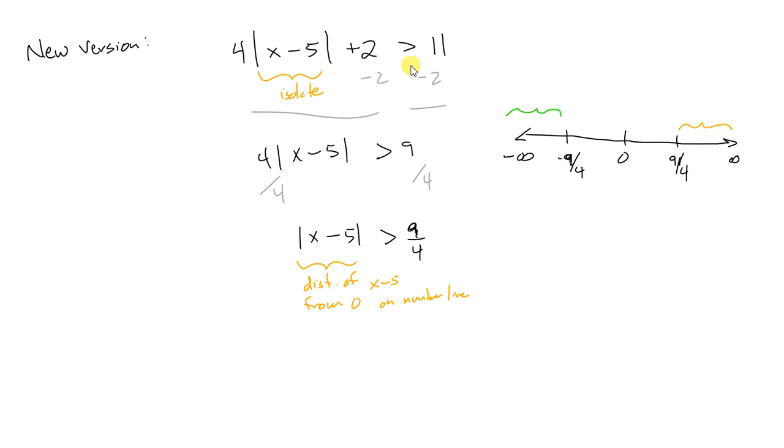So a less than problem can be done with a between. But a greater than means you have to be past the positive of the number, or less than, meaning to the left of the negative of this number. Okay, once you've isolated your absolute value, each of these is its own little problem.